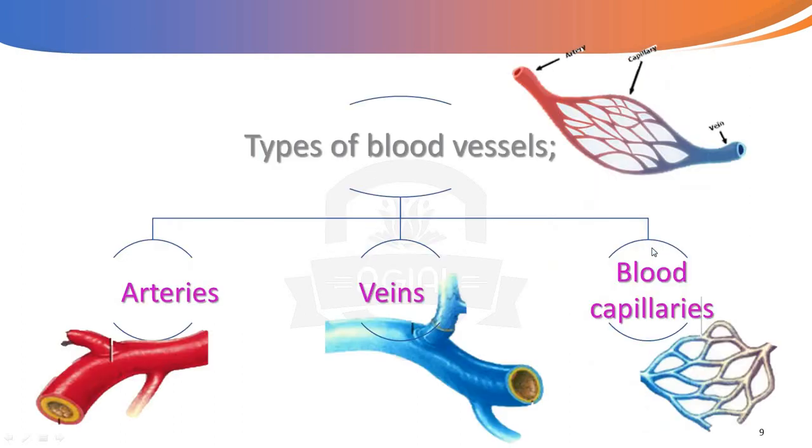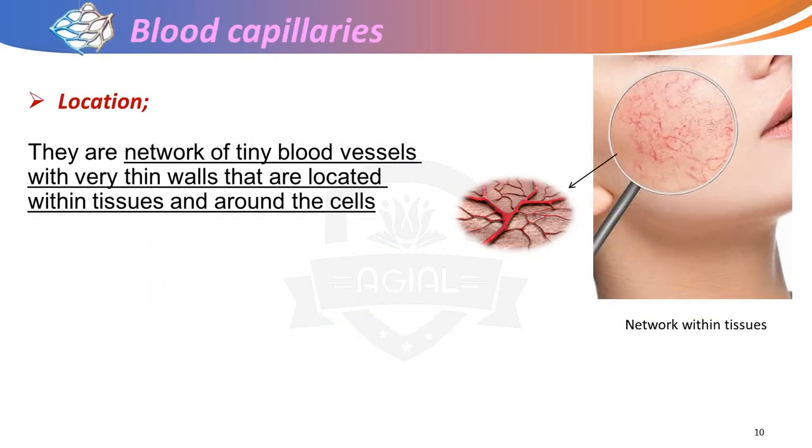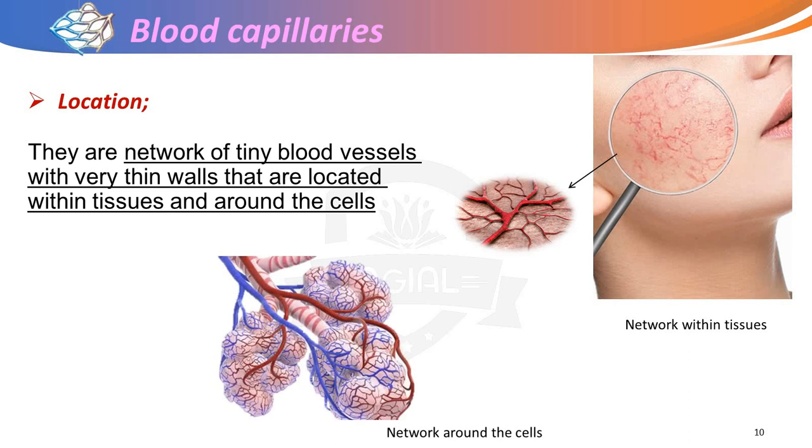The blood vessels consist of 3 parts: arteries, veins, and blood capillaries. Let's start with blood capillaries. They are a network of tiny blood vessels with very thin walls that are located within tissues and around the cells, like the alveoli.